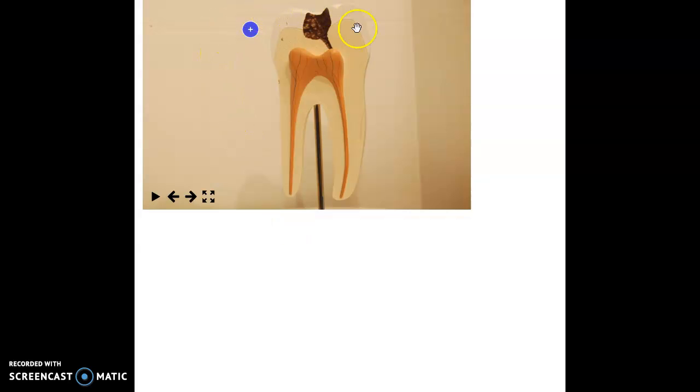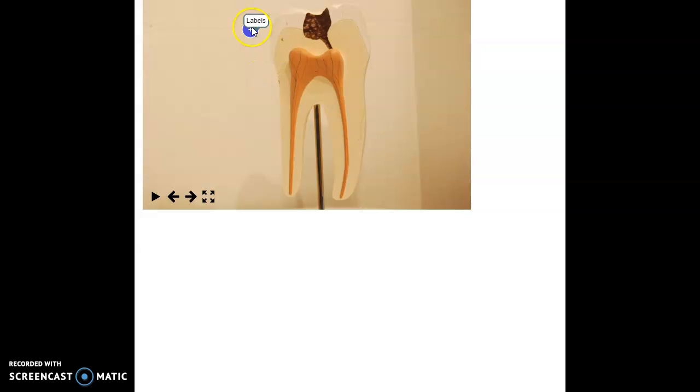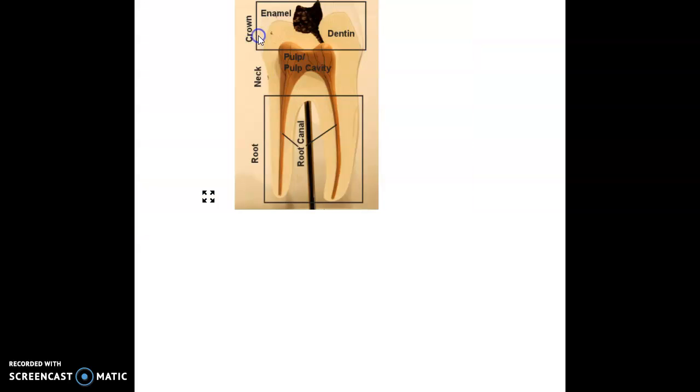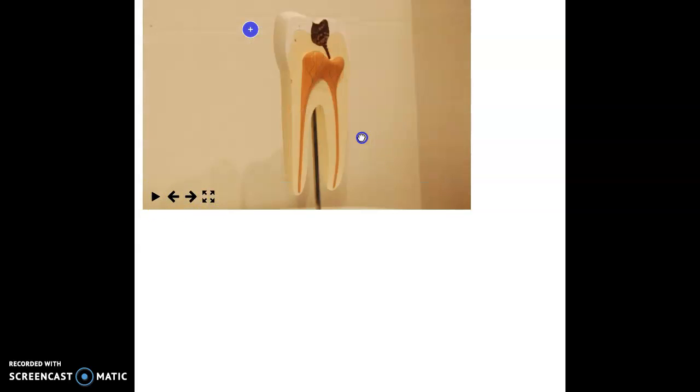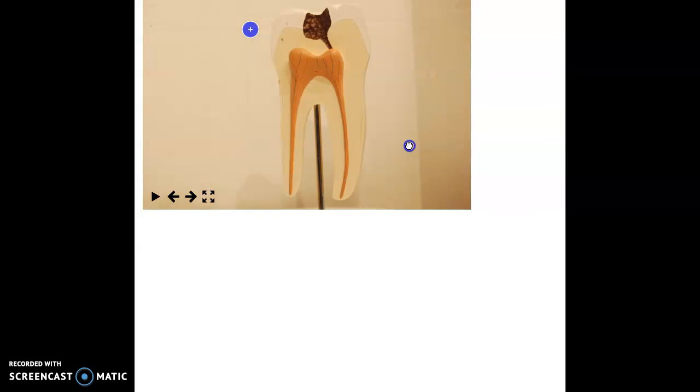In this video, we are going to look at the rotating tooth model. Again, labeled hotspots. We have play, left, right, enlarge, and you could drag it back and forth. Yes, I missed the center axis.